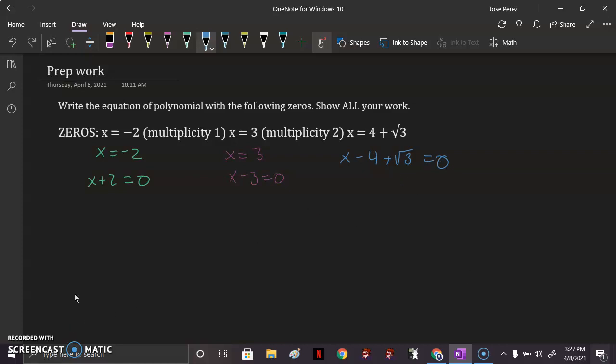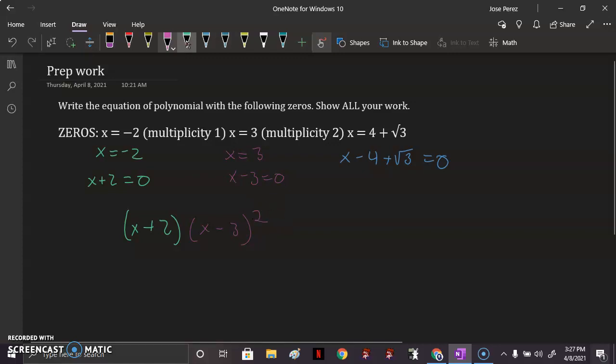So what next then, you might say? Well, we're going to multiply all these together to create a polynomial. So let us do that. What we got is x plus 2, x minus 3, and it has a multiplicity of 2. That means it has a degree of 2. And then the irrational one is x minus 4 plus the square root of 3.